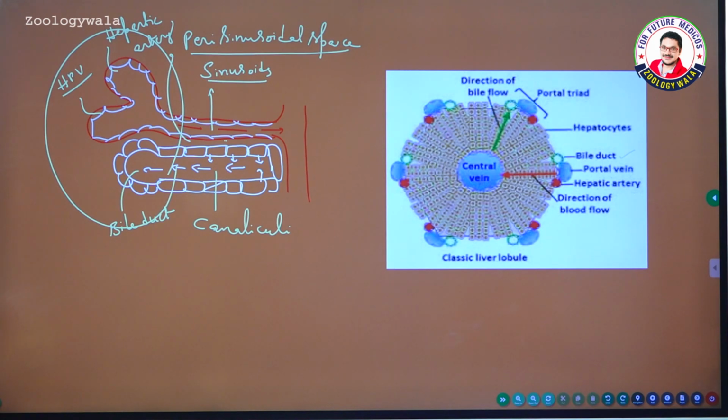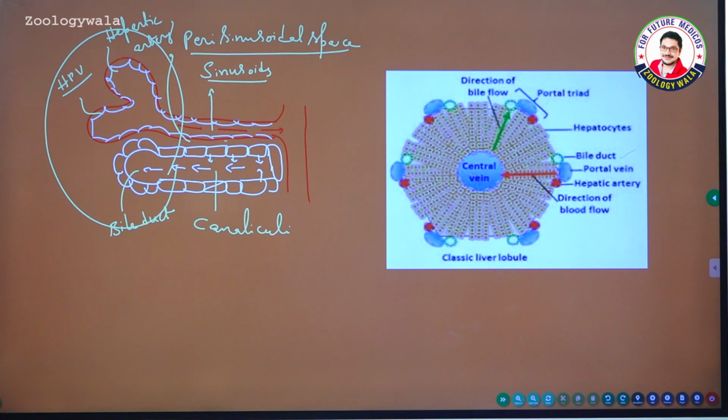Number one, they are nothing but the branches. Branch of the hepatic artery, and a branch of the hepatic portal vein. You can see the branch of the hepatic portal vein also, followed by the branch of the bile duct. Just have a look, take a screenshot, and try to observe the diagram: hepatic artery, portal vein and bile duct.